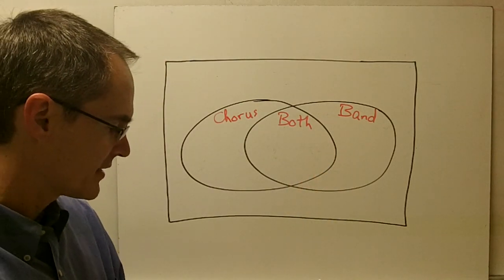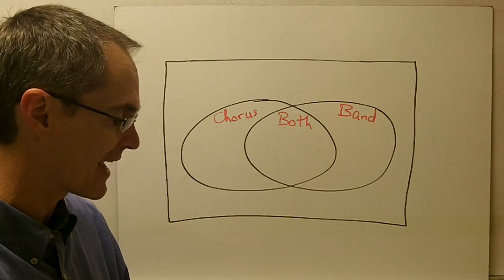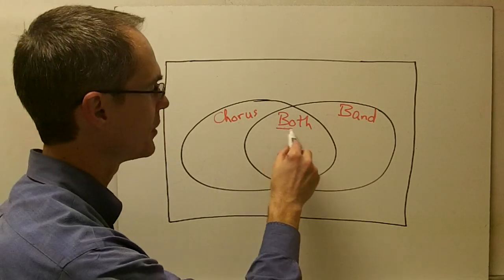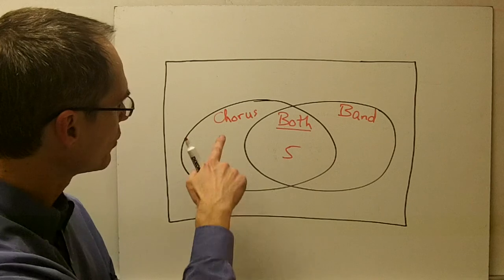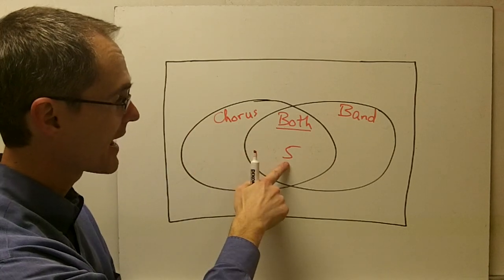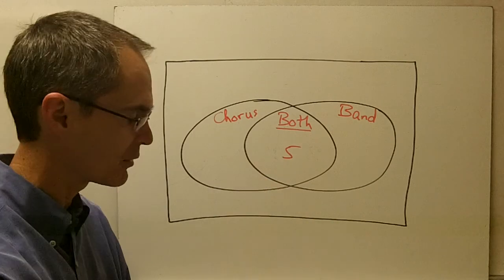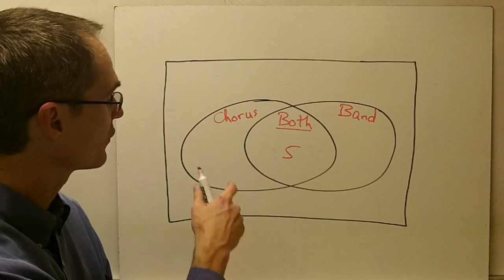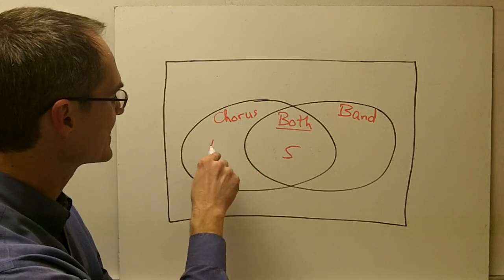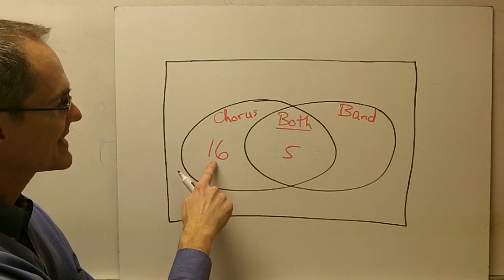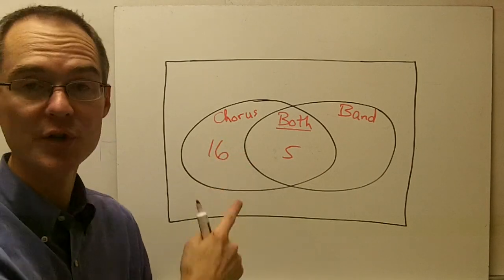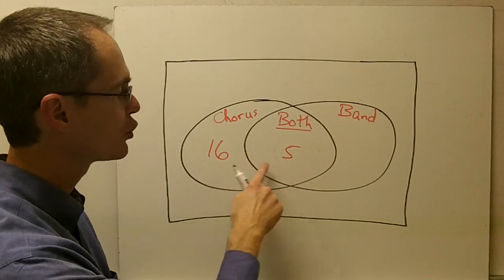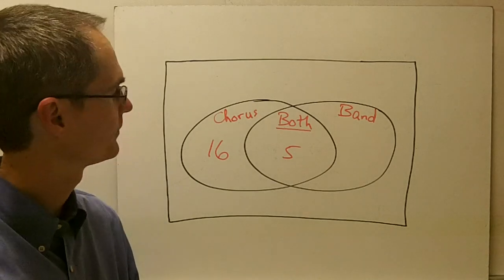All right, so now this tells me 21 signed up for chorus, 29 signed up for band, and 5 take both. Well, let me start with that number. 5 students take both. Now, if 21 total signed up for chorus, but I know 5 students are also taking chorus and band, well then I need to subtract that 5 from my 21 who signed up for chorus. So 21 minus 5 is 16. So I have 16 students who are signed up for chorus only, 5 students who are signed up for both chorus and band, which means I have a total of 21 students who are signed up for chorus.